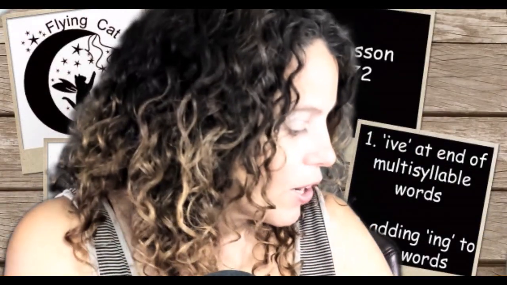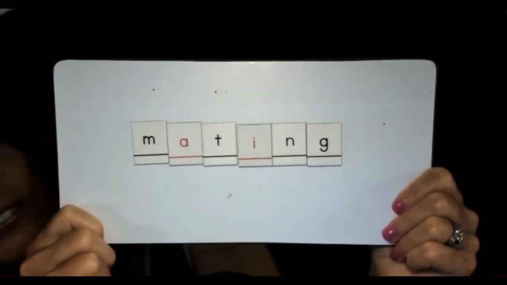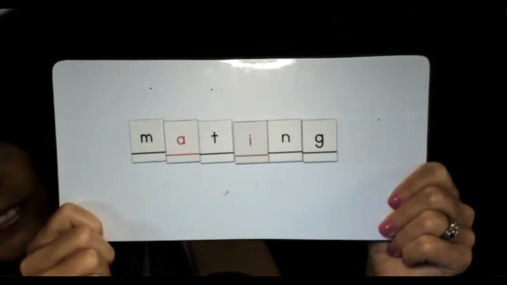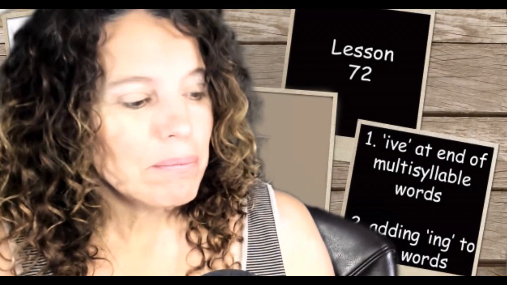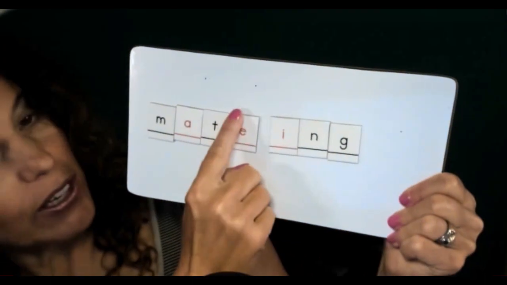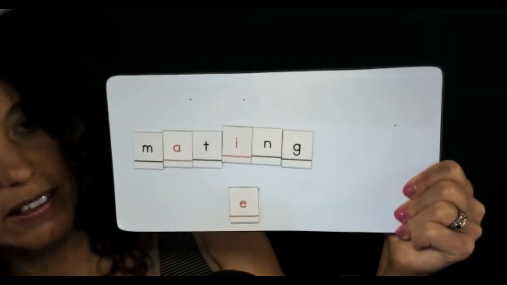So let's try another one. Is this word matting or mating? Well, that word is mating. And here's what happened. What we did was we dropped the E and we added the ending.